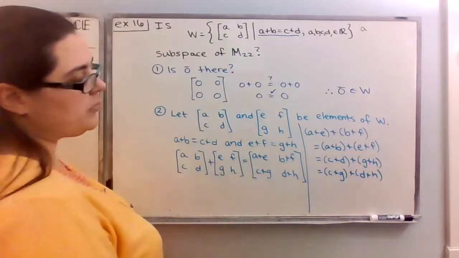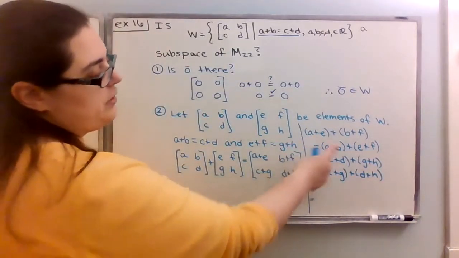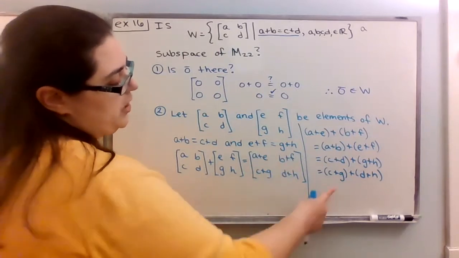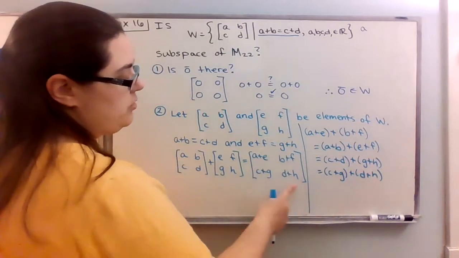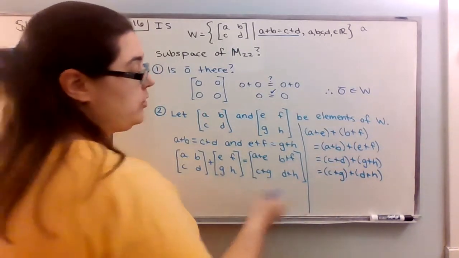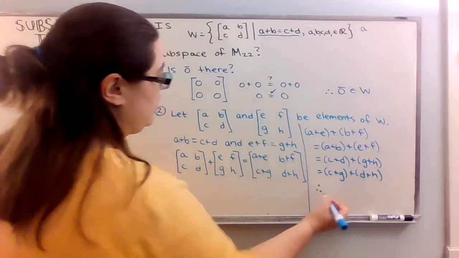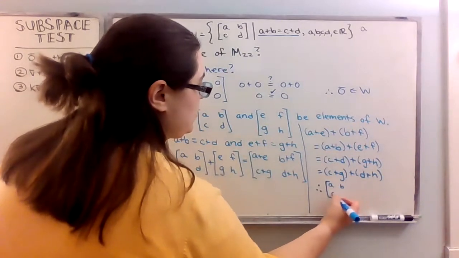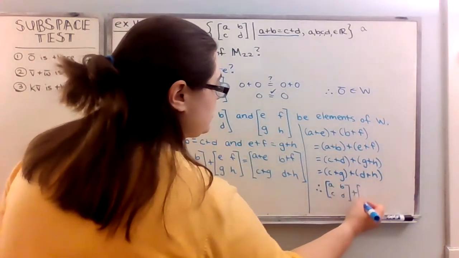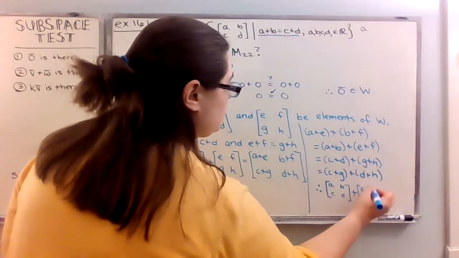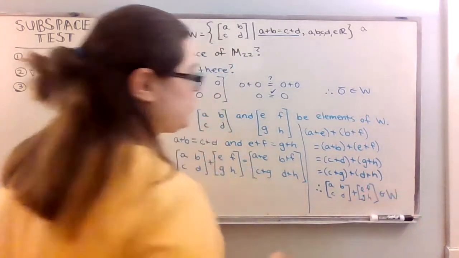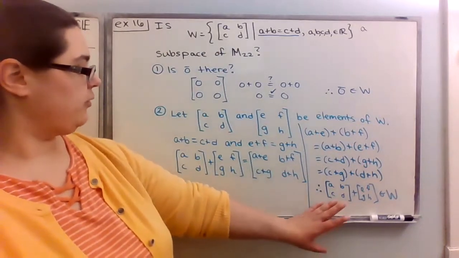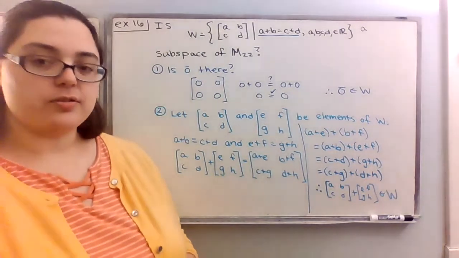So we have that A plus E plus B plus F, the row sum for the first row, is the same as C plus G plus D plus H, the row sum for the second row. So therefore, if I add these two matrices, A, B, C, D, plus E, F, G, and H, the result is an element of W. It meets the criteria that W has set. So we've proven now that we satisfy condition number 2. So we are closed under our addition.